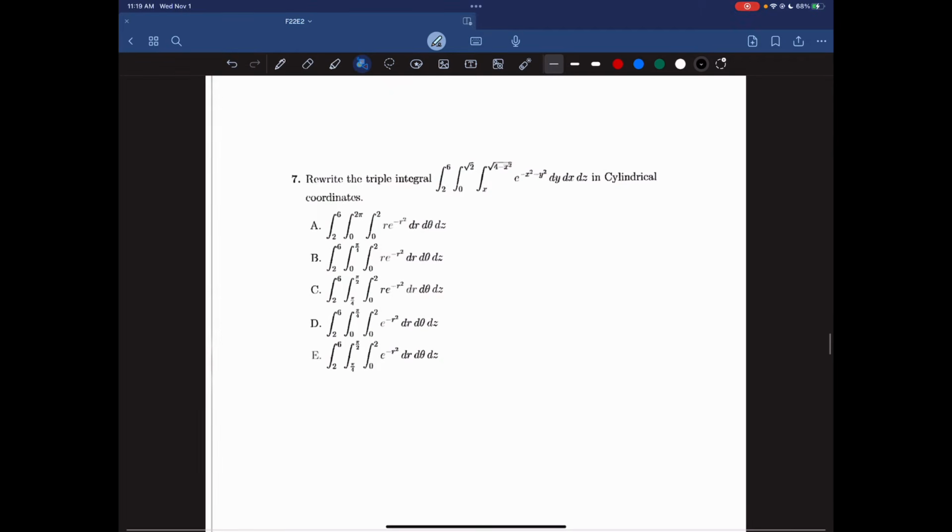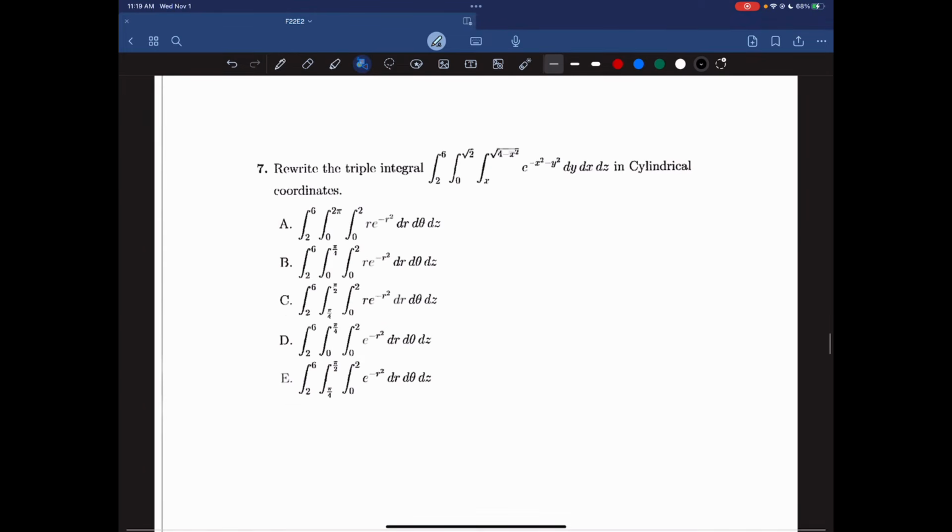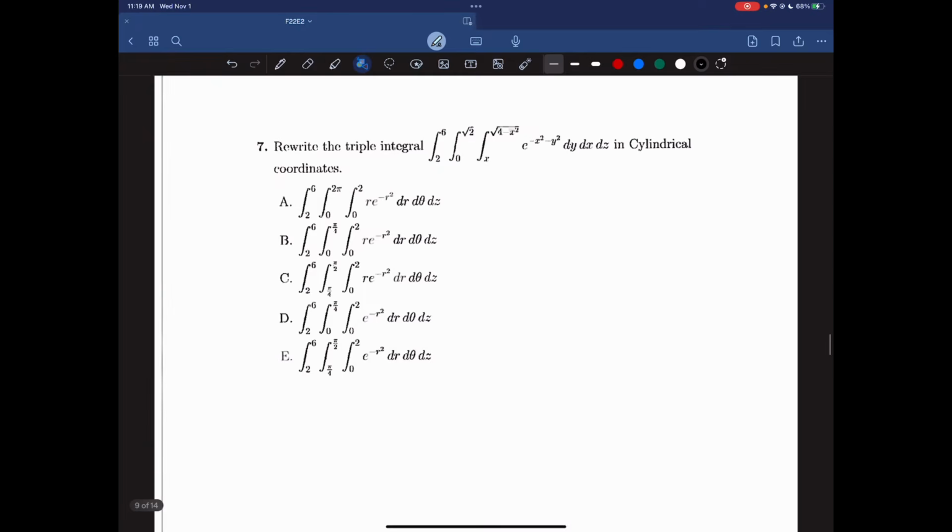Number 7, rewrite the triple integral 2 to 6, 0 to root 2, x, I believe, it's a little bit janky, the PDF scan, x to square root 4 minus x squared, e to the negative x squared minus y squared, dy, dx, dz, in cylindrical. So they're saying that. Hopefully we already knew that.